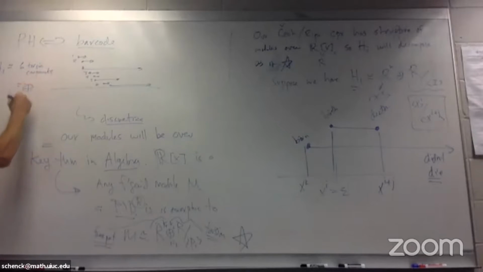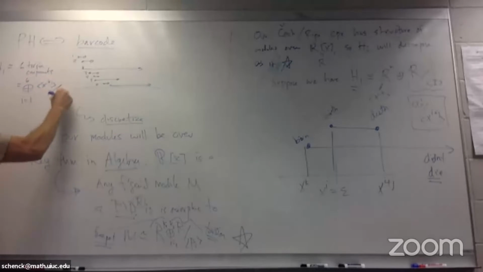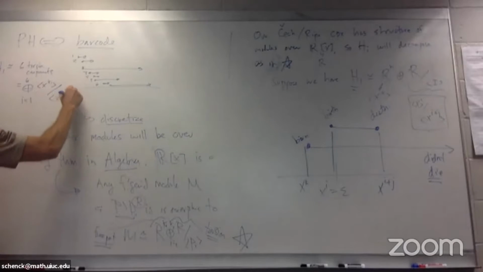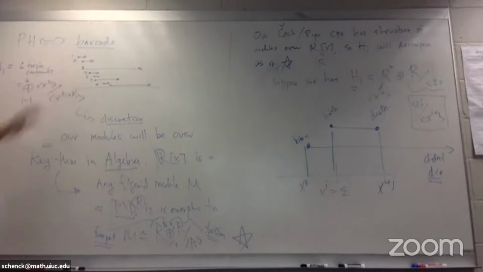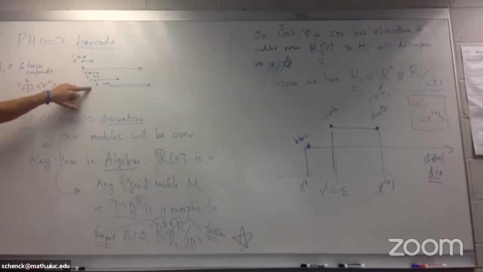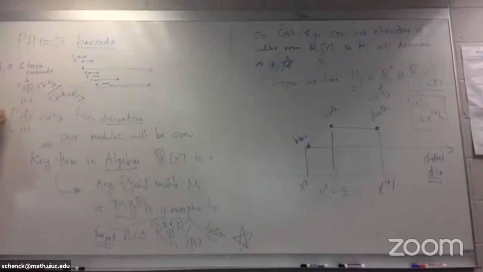H1 equals some direct sum, i equals 1 to 6, of x to the k sub i modulo x to the k sub i plus k prime sub i. This is the birth time and death time for these little short things. And then there are 2 other components of x to the j sub i, so these 2 components here and here never had a death. These are called long bars, and these are short bars.